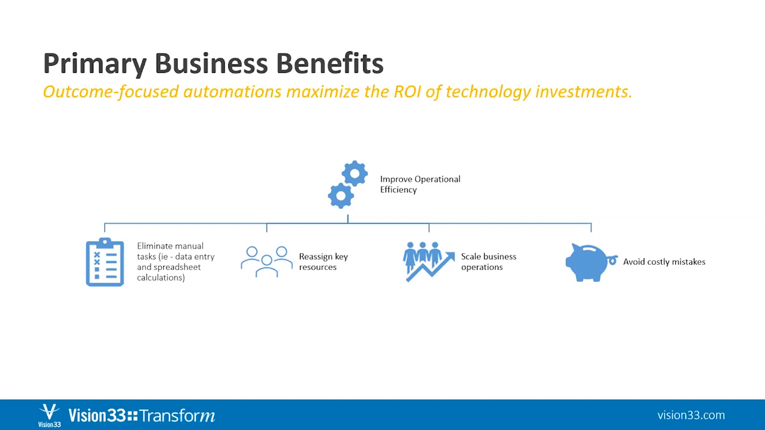I'm sure James will talk a little bit about these as he's going through his demo. But first and foremost, eliminating manual tasks, things like data entry, spreadsheet calculations. For a lot of these automations, there may be multiple manual steps that have to be taken either by one person or multiple people across different lines of business.